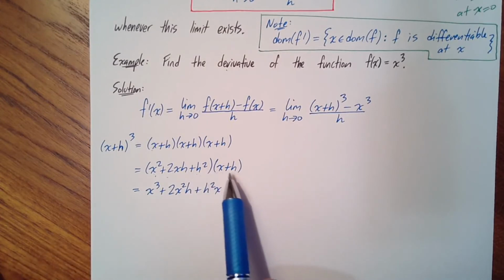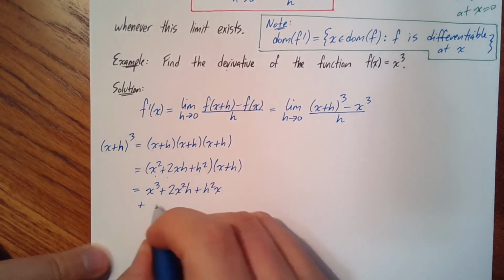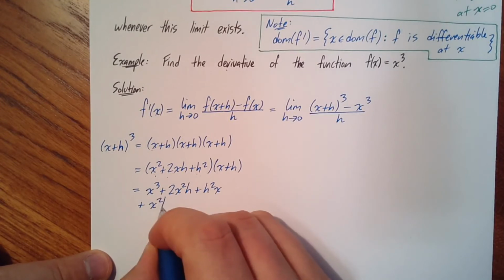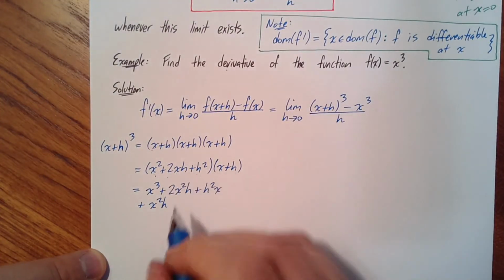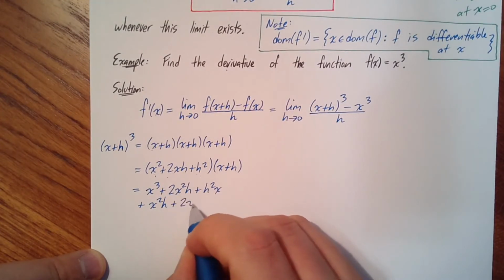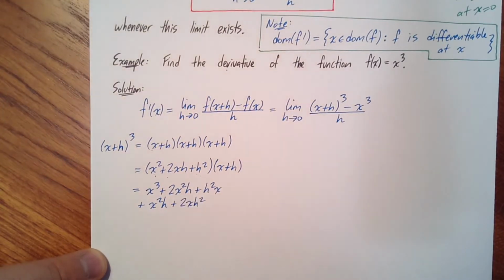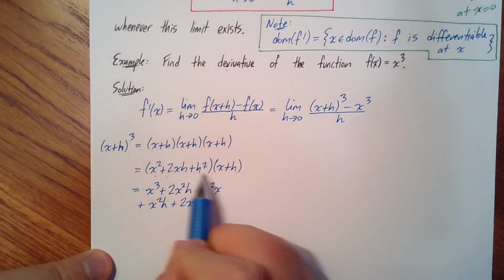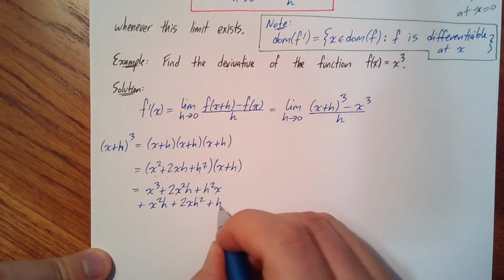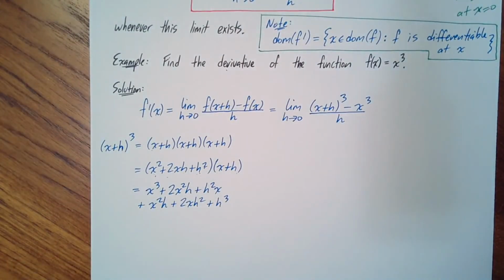And then if I multiply all three of them by h, I'll get plus x squared h. If I go 2xh times h, I'll get plus 2x h squared. And then lastly, h squared times h will be h cubed. Okay, so now let's see what we can combine.